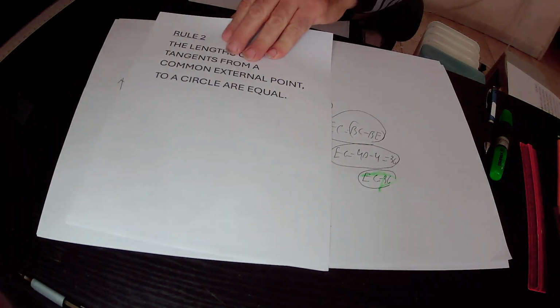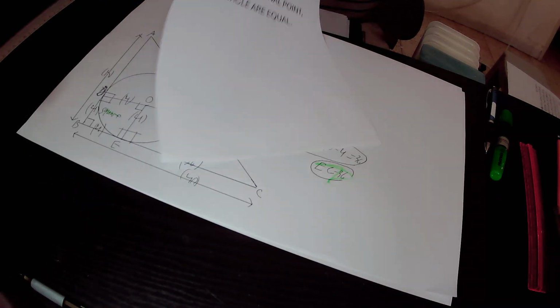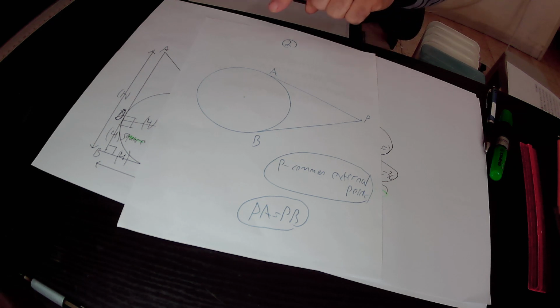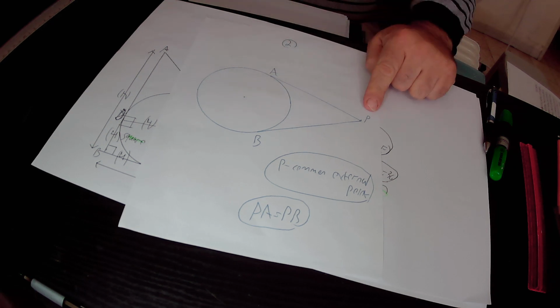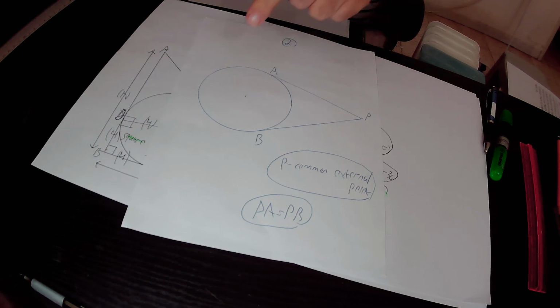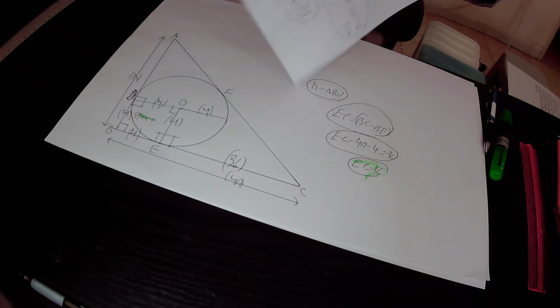According to rule 2, the lengths of two tangents from a common standpoint to a circle are equal. In the drawing, we have a circle. This is a common standpoint, point P. From this common standpoint, point P, we have two tangents to this circle, tangent PA and tangent PB. And according to this rule 2, they are equal to each other. That is to say, PA equals PB. So we can actually implement rule 2 in our drawing.